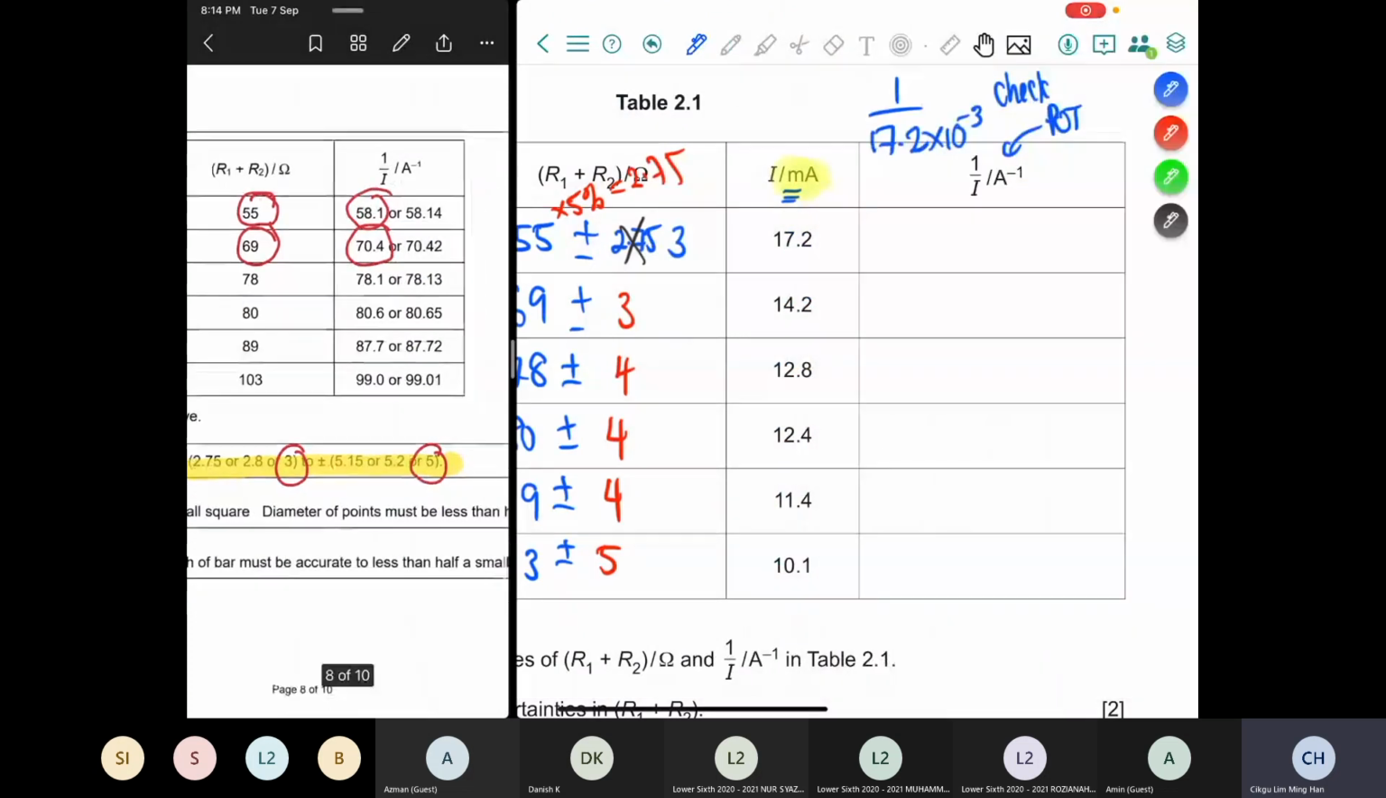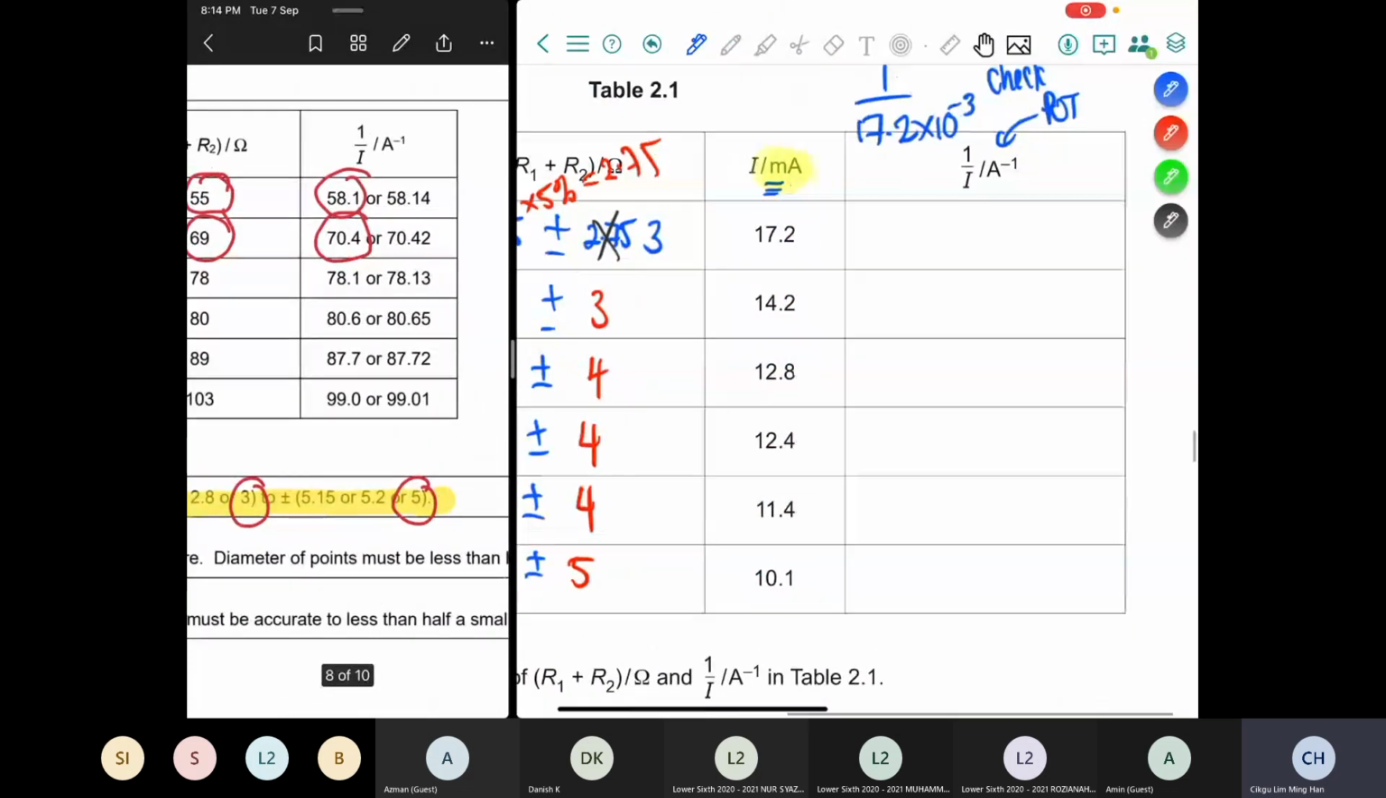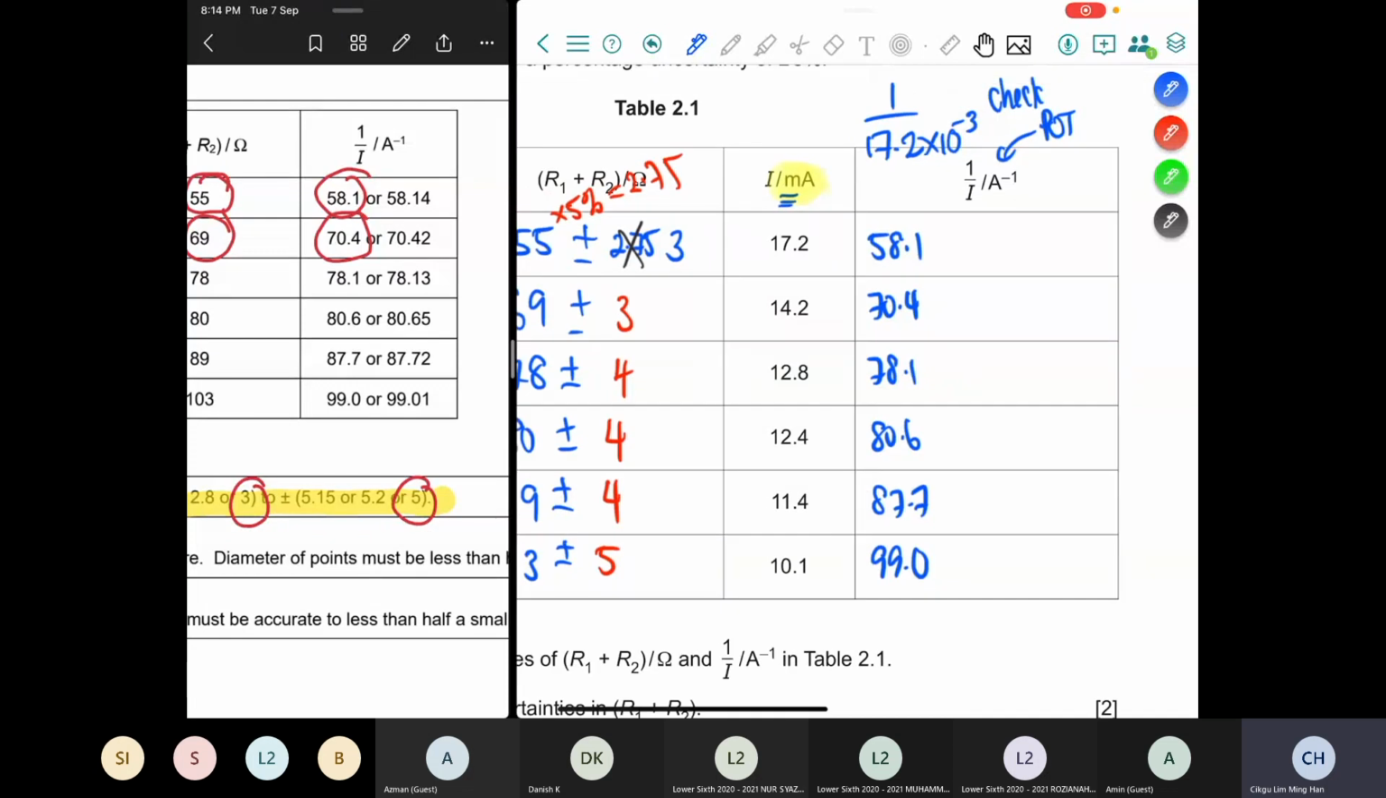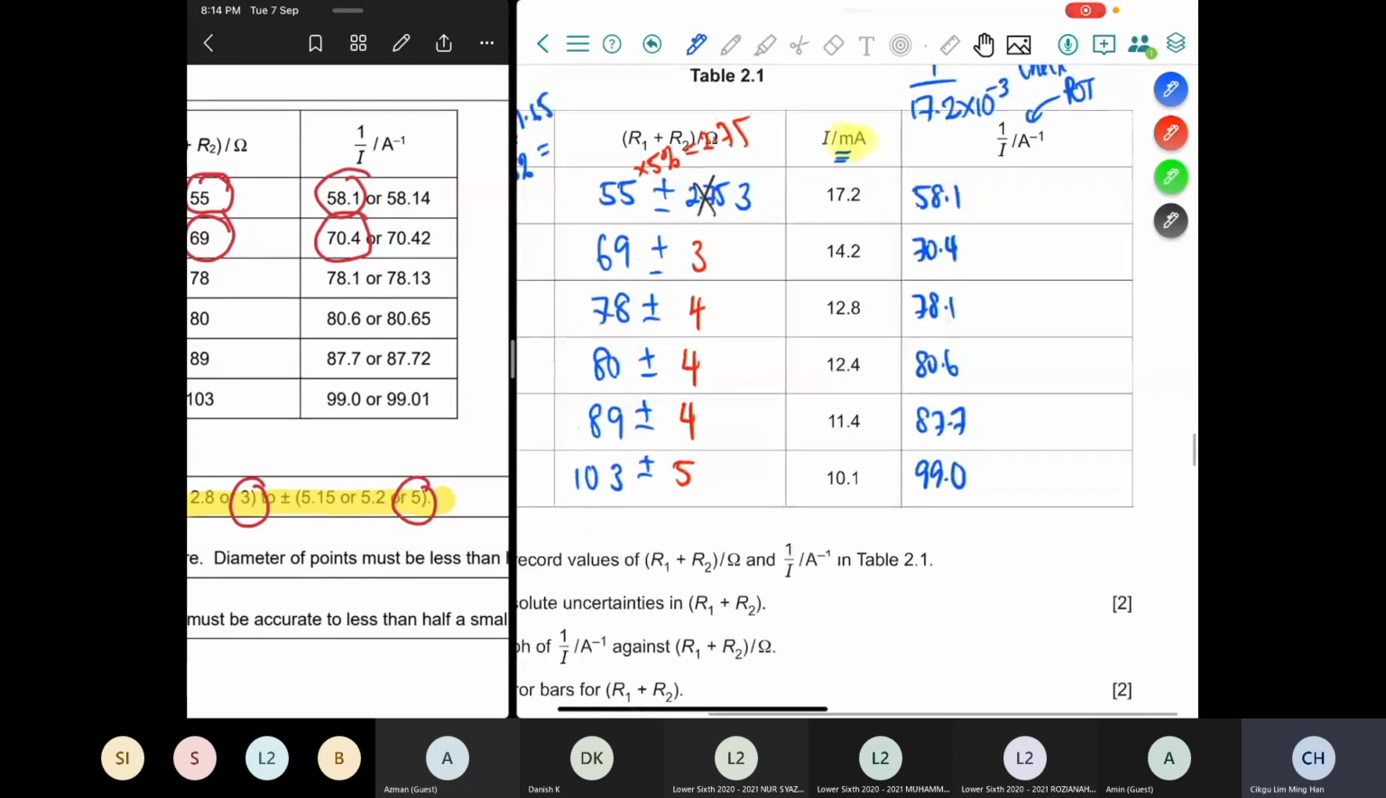So we have a look at the answer here. I just quickly took down the answer over this side. So we have 58.1, 70.4, 70.1, 80.6, 87.7, and 99.0. Okay, so we can start to plot the graph.